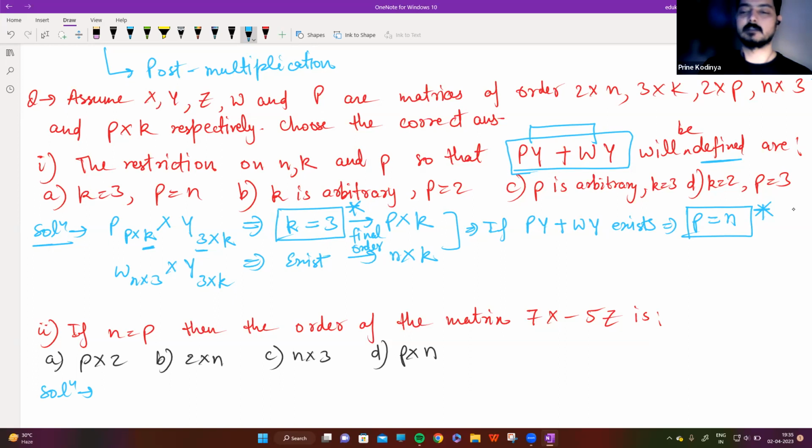Answer question number two. These two are different questions. Don't think that you have to relate the first and second part.